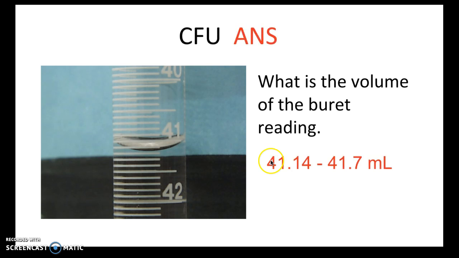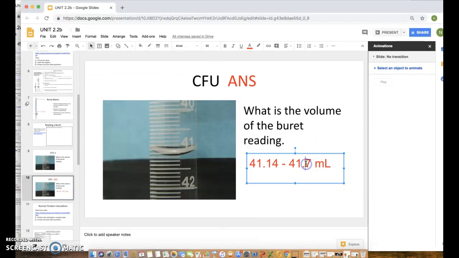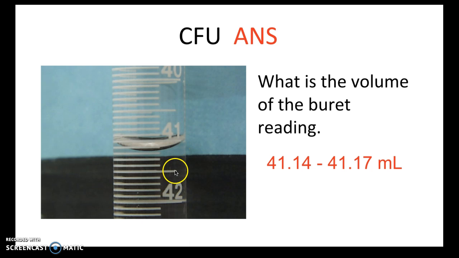All right, so your answer should be in the range of like 41.14 or 41.17. So let me go ahead and just make that correction. And how did we get that answer? This longer line represents 41. This line here represents 41.5, and that line there represents 42. So we know that each of these marks would represent 0.1 milliliters. So this will be 41.1.